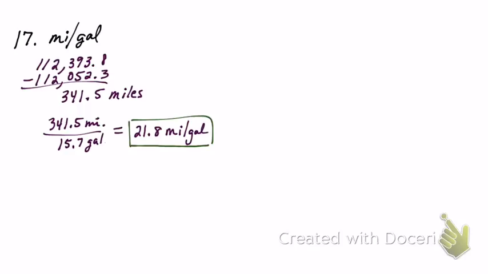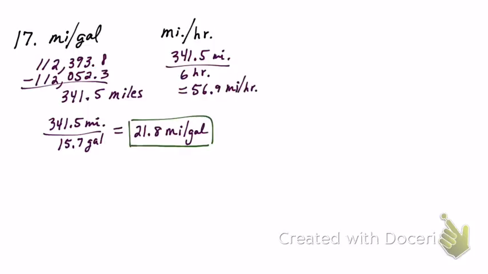Now we also had to find miles per hour, and so we need to write the number of miles divided by the number of hours, which we're told was 6. So when you do that division, you get 56.9. That's pretty close to 57. We'll just call it 57 miles per hour. Alright, that's on average. Let's go on to the next problem.